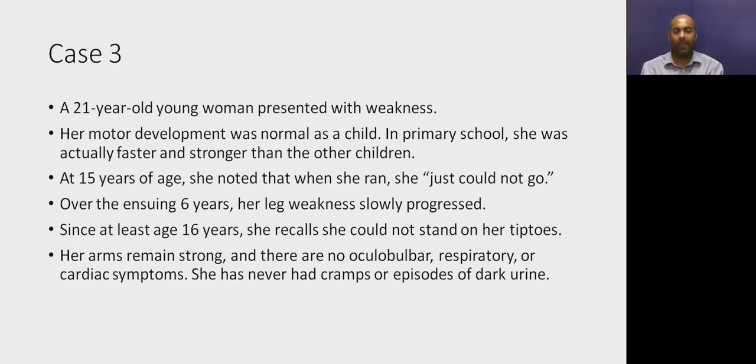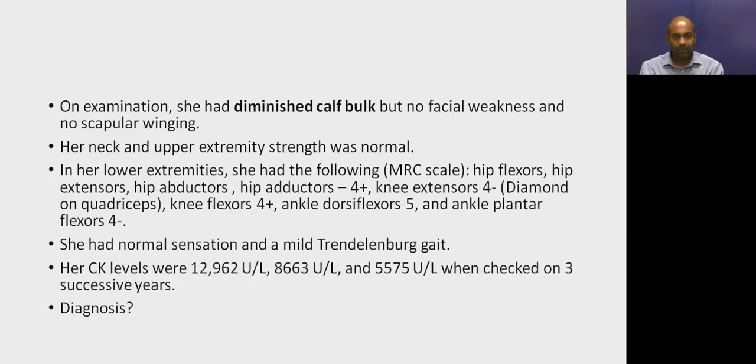That difficulty would be weakness of her gastrocnemius, so she could not stand on her tiptoes. Her arms remained strong. There were no ocular, bulbar, respiratory or cardiac symptoms. She never had a history of cramps or episodes of dark urine. On examination, she had diminished calf bulk, but no facial weakness or scapular winging.